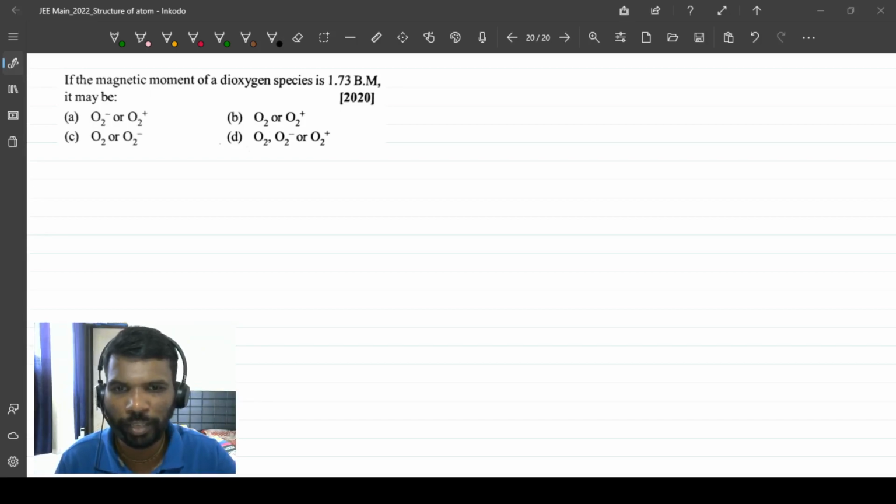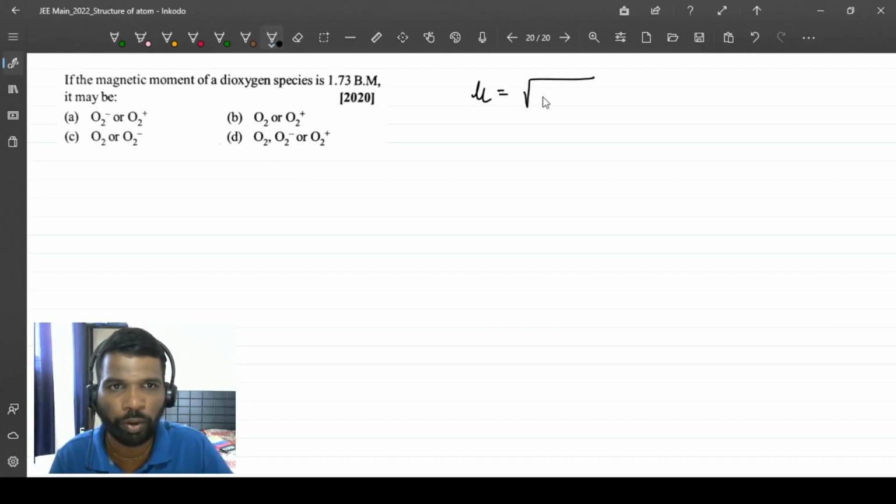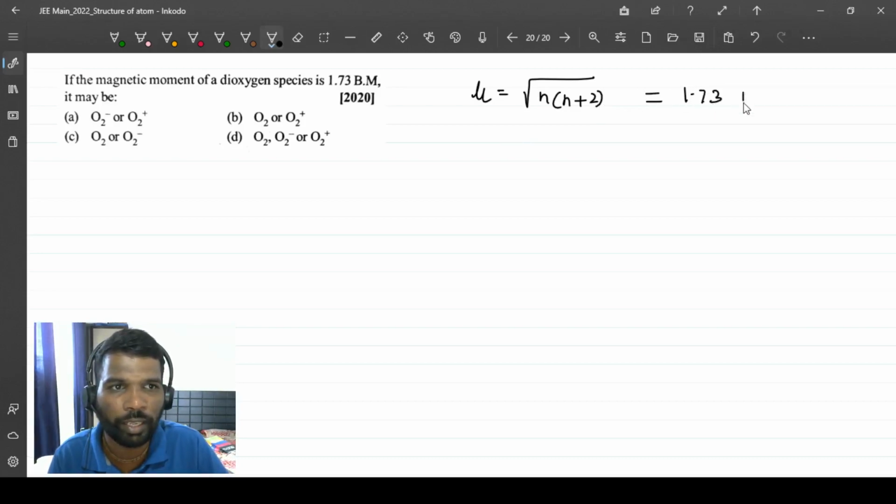Okay, here is a very nice question which was asked in JEE Main 2020. The question says that the magnetic moment of the dioxygen species is 1.73 Bohr magneton, right? The formula of the magnetic moment is mu is equal to square root of n into n plus 2, and the value they have given is 1.73 Bohr magneton, where n stands for the number of unpaired electrons.